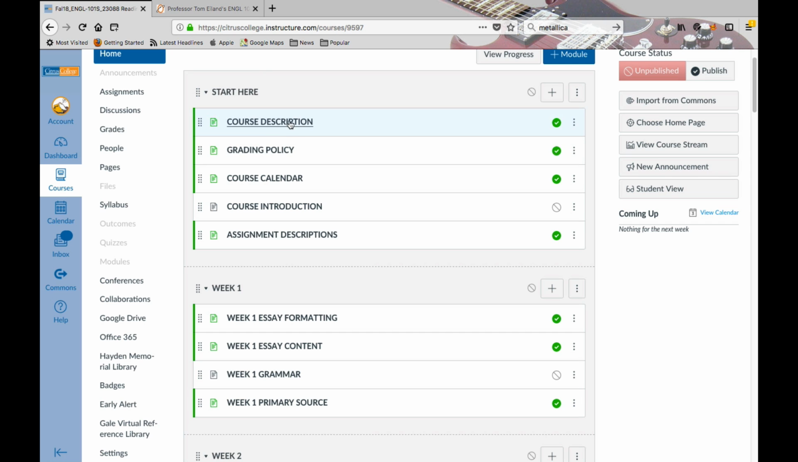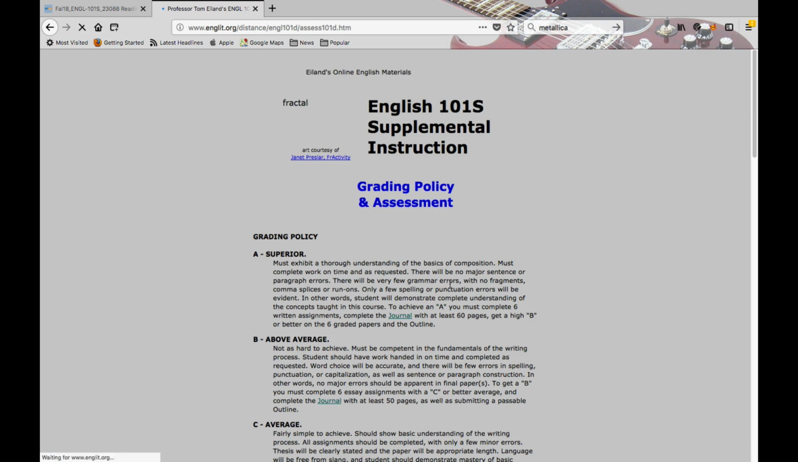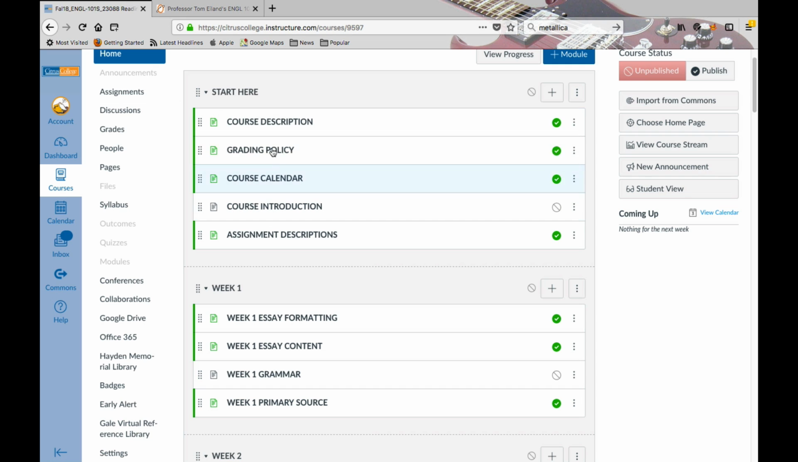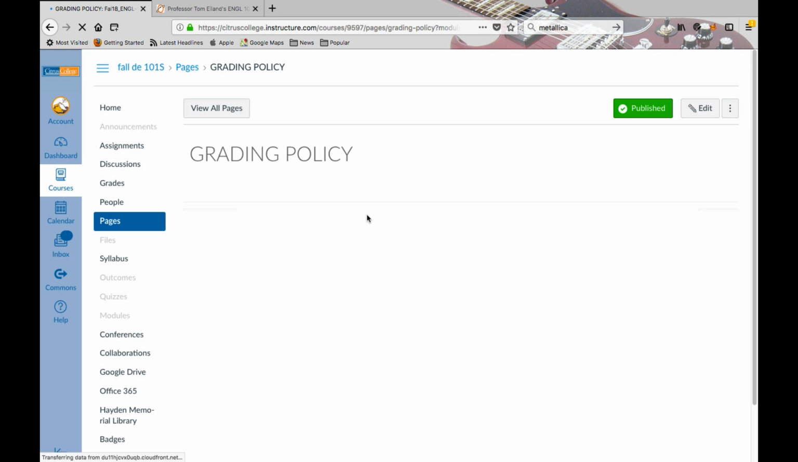In the Start Here section, you're going to have the course description, the grading policy, and the course calendar, and if you've heard those terms before, that's because it is this and this and this. In other words, when you look at this here, and you click on here, and you look at this here, you will find that they are indeed exactly the same thing.